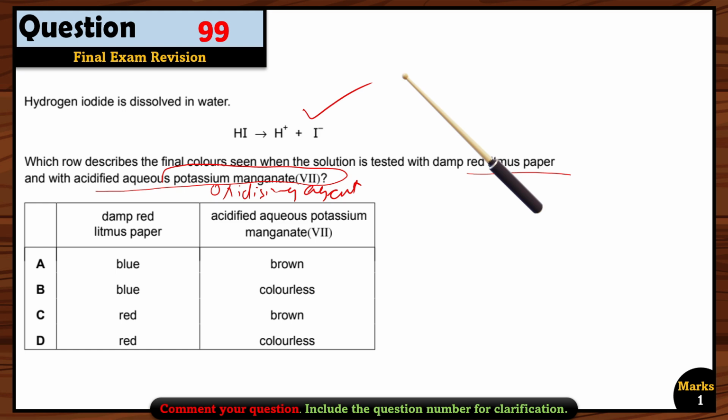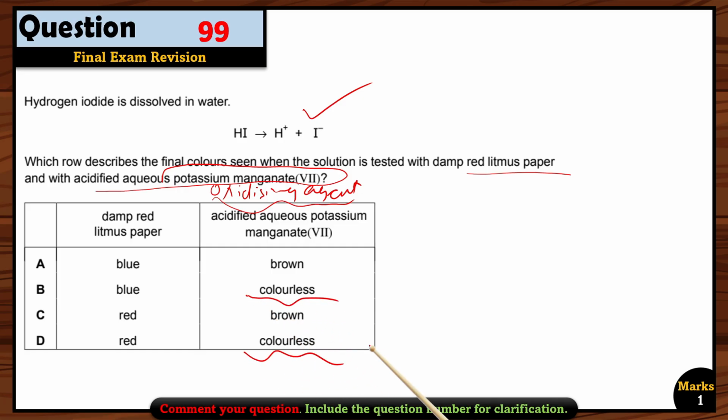This is a redox reaction. The oxidizing agent potassium manganate has a purple color. So if it gets reduced, because it's an oxidizing agent, it will change to colorless. So colorless is the right answer, these two options.